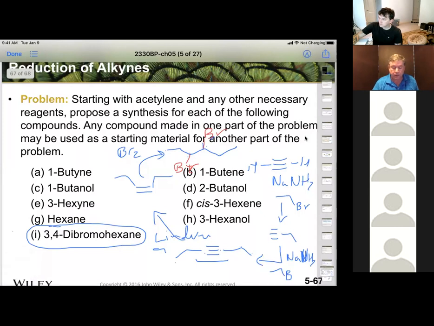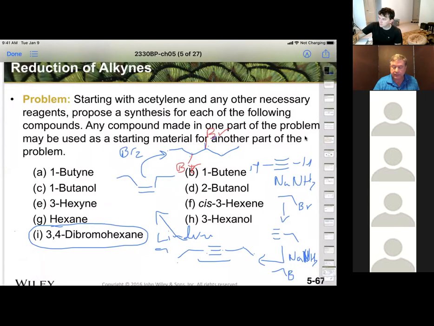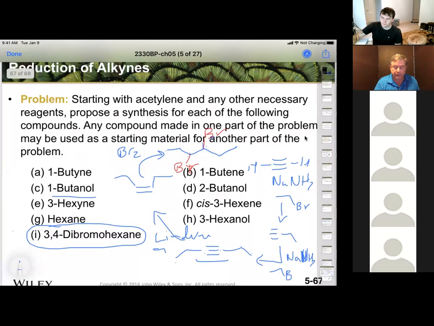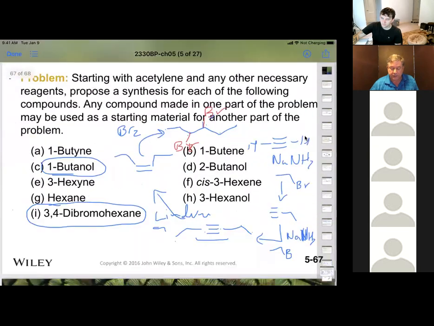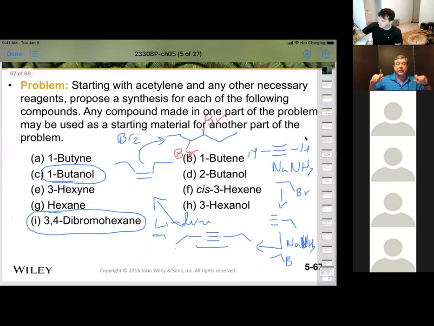So, and on one of these, you might have to use something like a hydroboration oxidation reaction or something to get that alcohol there. So, all right, questions on reactions of alkenes and alkynes.